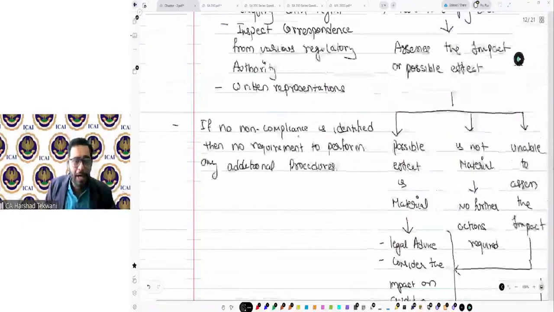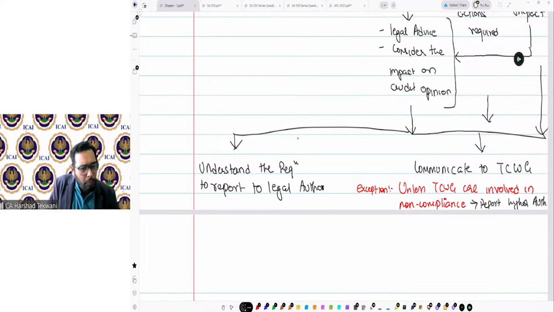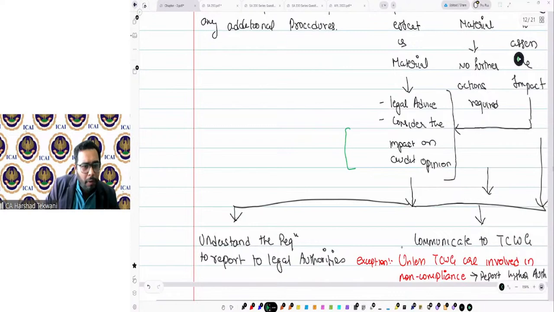Along with this, I need to also assess one more thing. One side, I have to communicate to those charged with governance. Second side, I need to understand the requirement to report to legal authorities. Means I need to understand, okay, is there any requirement to report to the legal authorities? If yes, then I have to report. I will consider the impact on the audit report or audit opinion as per SA 705. So that is the thing with respect to laws and regulations.